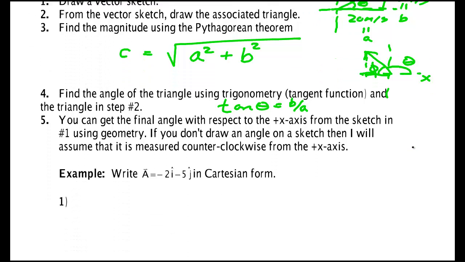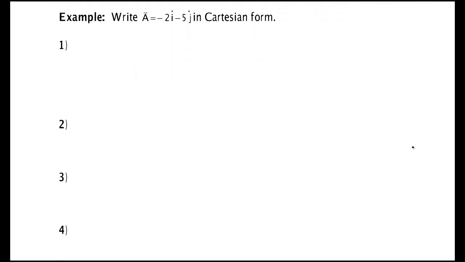Okay, starting with the first example, let's do this one. It says A is minus 2i minus 5j in Cartesian form. So the first thing we need to do is to draw the Cartesian axes. There we go, x, y. We draw a vector out here. We know that this guy goes along here. He goes over this way 2 units, and he's going down 5 units. So this vector is pointing out like this.